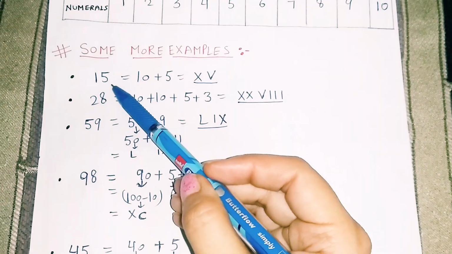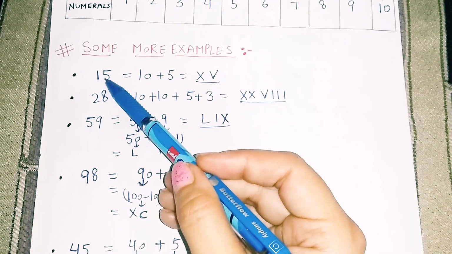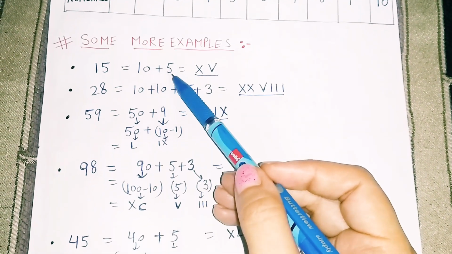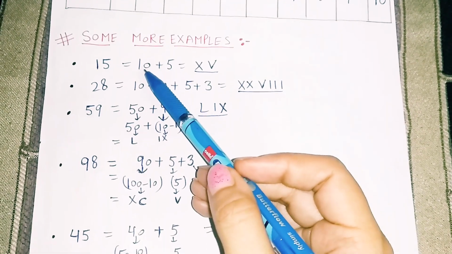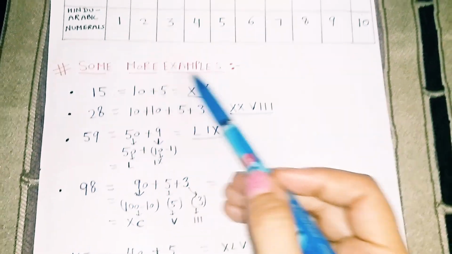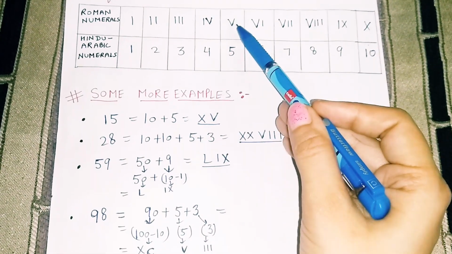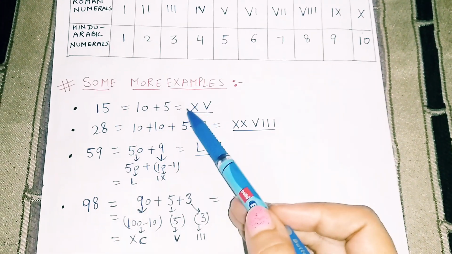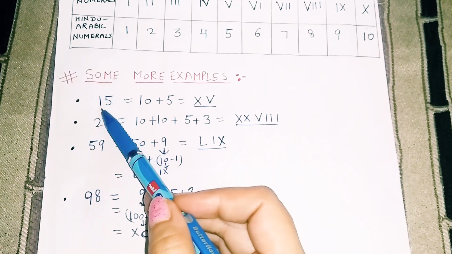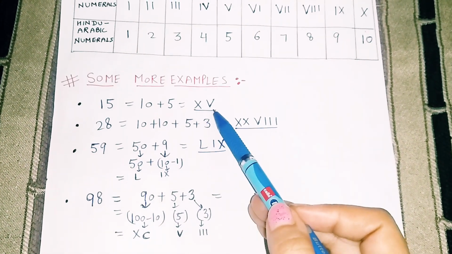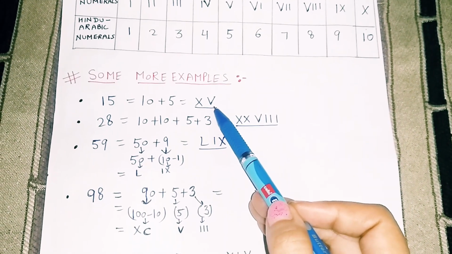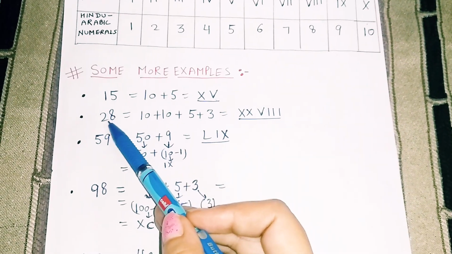Let us check this. 15. You can break 15 as 10 plus 5. Now check, what was the value of 10? It was X. What was the value of 5? It was V. That means the Roman numeral which will represent 15 will be XV. Understood?